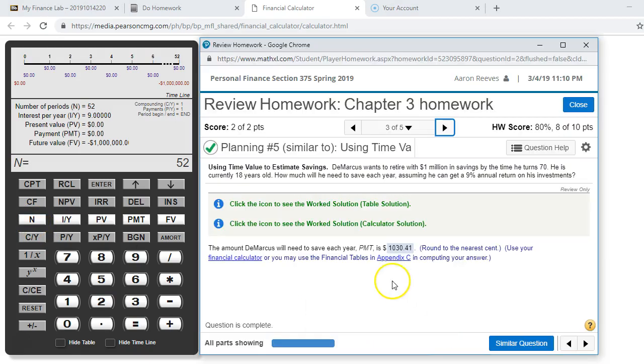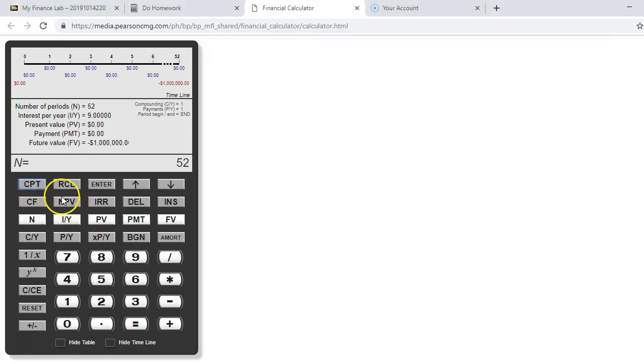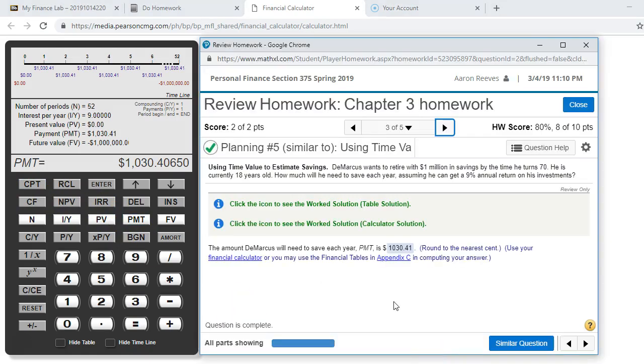And last, I want to calculate the actual amount of the payment. So I'm going to hit the compute button and then click PMT for payment. So it's telling us that Marcus has to invest each year $1,030 and 41 cents, rounded to the nearest cent, in order to have in the account $1 million by the time he turns 70, based upon an annual interest rate of 9%. Okay, that's pretty good. Let's try one more.